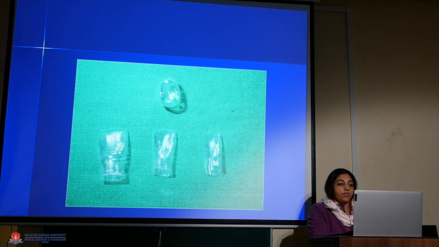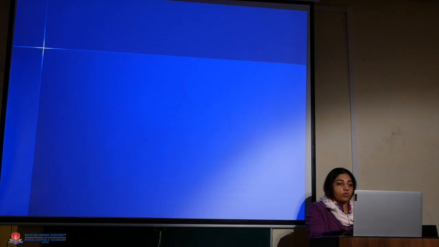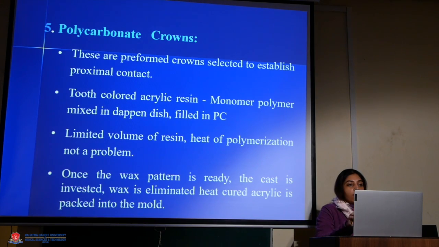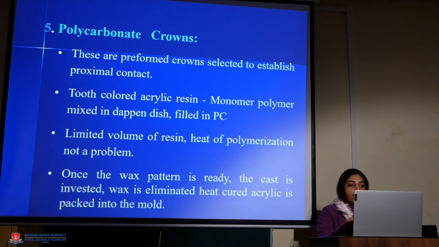These are, as you can see in the diagram here. Sometimes you get these prefabricated shells and you fill in a monomer polymer tooth colored material and peel off or cut off this structure once the material sets, and you can use them. Finally, I'll just finish with polycarboxylate crowns, which are also available. They are tooth-colored acrylic resins with different sizes, which can be used.